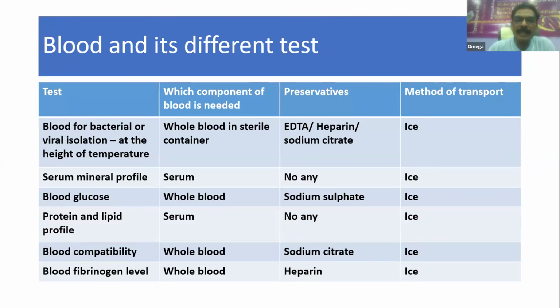Blood glucose, whole blood is required, but it is in sodium sulfate only, and it should be transported on ice only. For protein and lipid profile, serum will be required. No preservative will be required and it should be transported on ice.